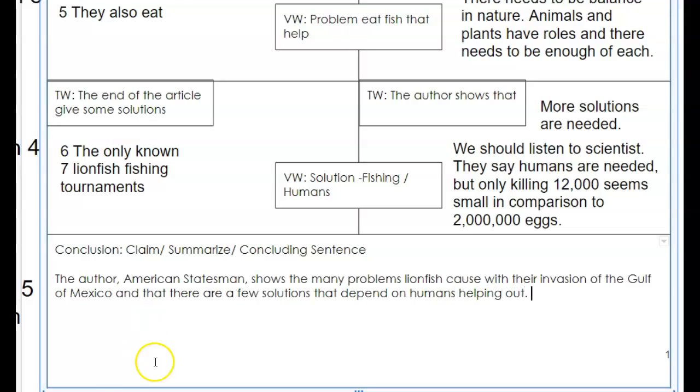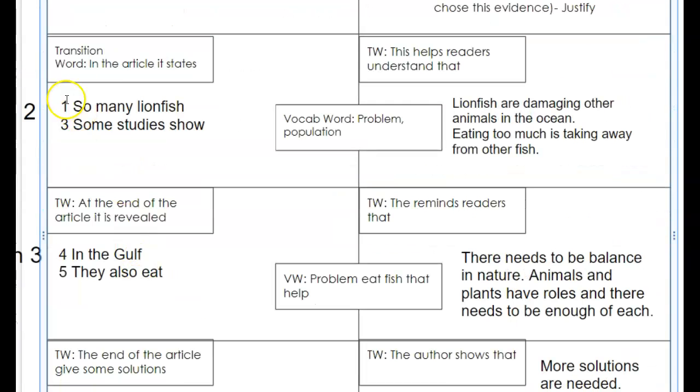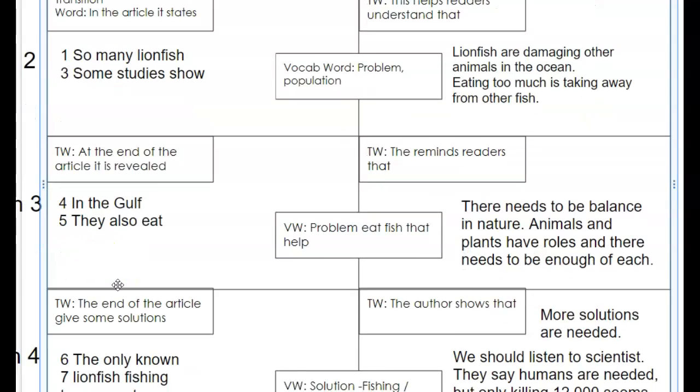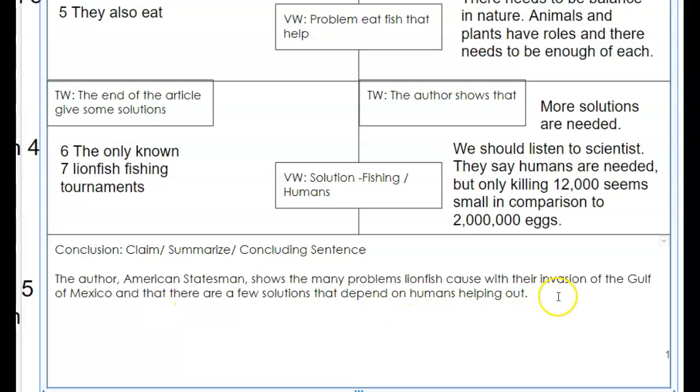So there we go. We are going back and looking at what we should have here. We need to summarize our evidence. So my evidence, I gave myself some hints here. I'm going to talk about their big population, the problem when they're eating fish that help, and then the solution with the tournaments and humans helping. To summarize that, I don't want to give anything new, and this is not the place for direct quotations.